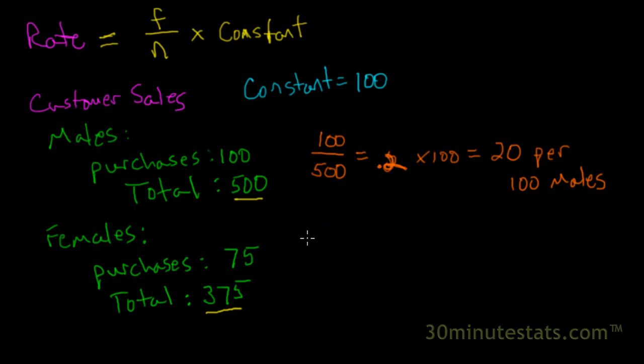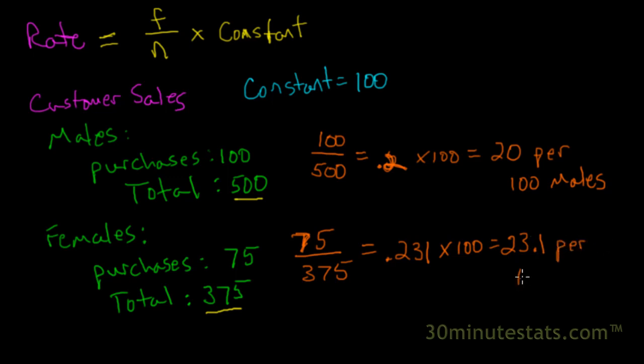And we can do the same thing for females, and we'll take our 75 purchases for females divided by the 375 females in the database, and we get a proportion of 0.231. Then we'll multiply that by 100, our constant, and we'll get 23.1 purchases per 100 females.